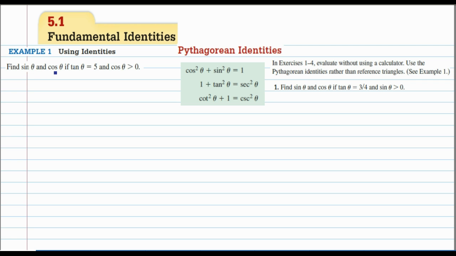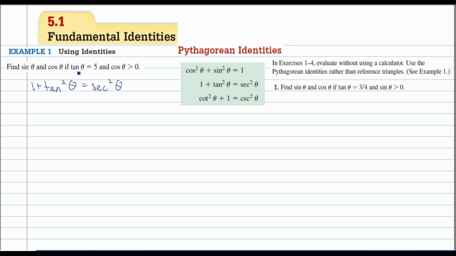So if I go to my Pythagorean identities, I see tangent squared right here. So 1 plus tangent squared equals secant squared. And I know that secant is 1 divided by cosine. So this Pythagorean identity directly relates tangent and cosine. So I'll be able to plug in the value for tangent and solve for cosine. So I'm going to use 1 plus tangent squared theta equals secant squared theta.